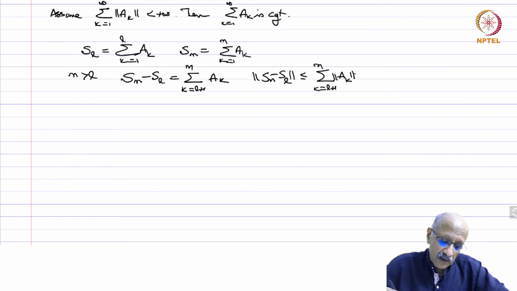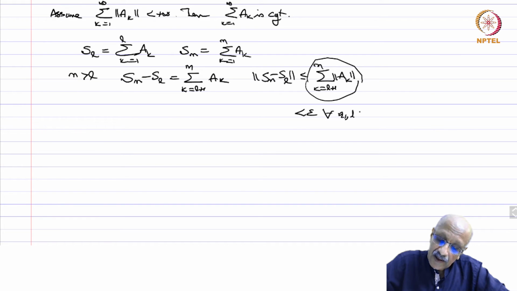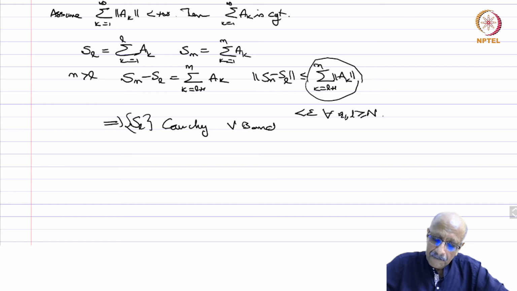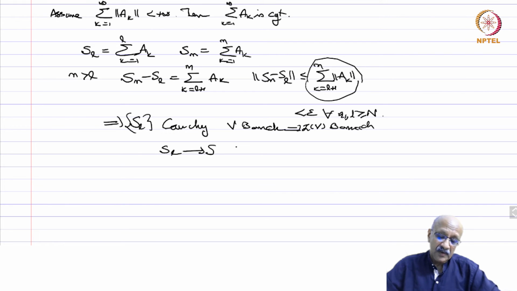But sigma norm A_k is a convergent series, so by the Cauchy criterion for convergent series, this can be made less than epsilon for all L, M large enough. This implies that S_L is Cauchy. V is Banach, which implies that L(V) is also Banach, and therefore S_L converges to some S, and that is called the sum of the convergent series.